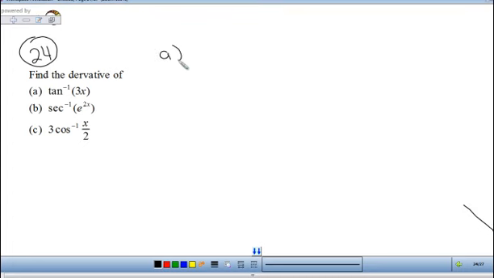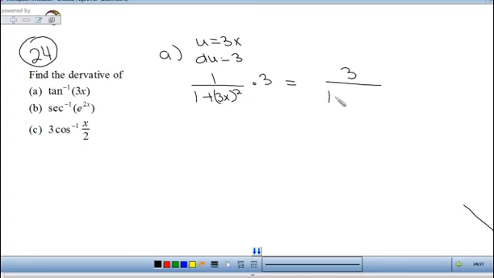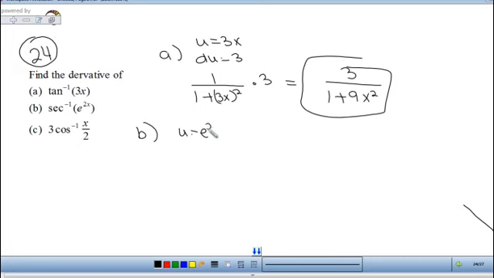Find the derivative of a. Okay, so we just have to use the formula. U is 3x, derivative of u is 3. So my derivative is going to be 1 over 1 plus u squared times the derivative of u. So there's a. B, again, I just have to use the formula. So u is e to the 2x, du is 2 e to the 2x.